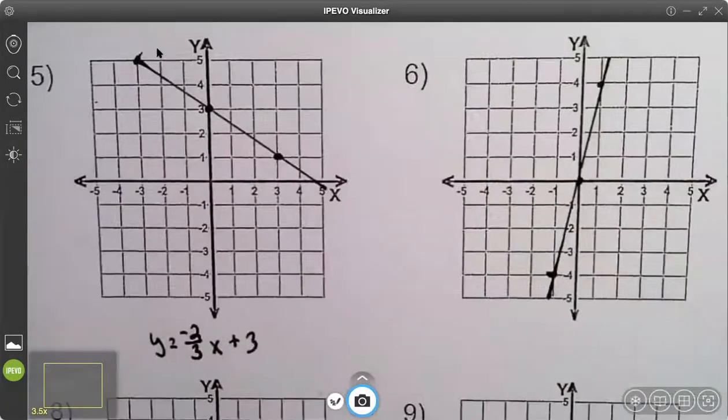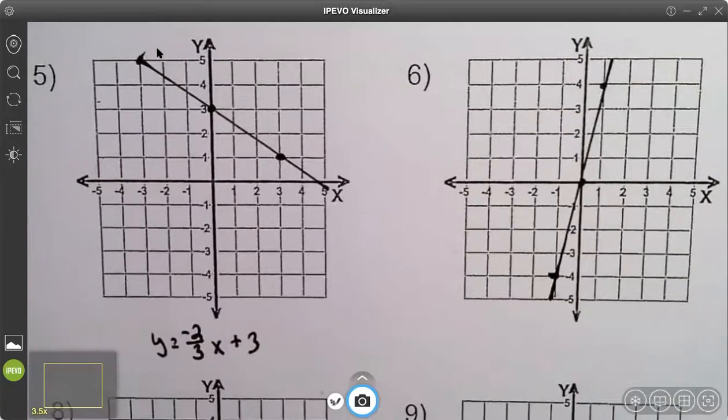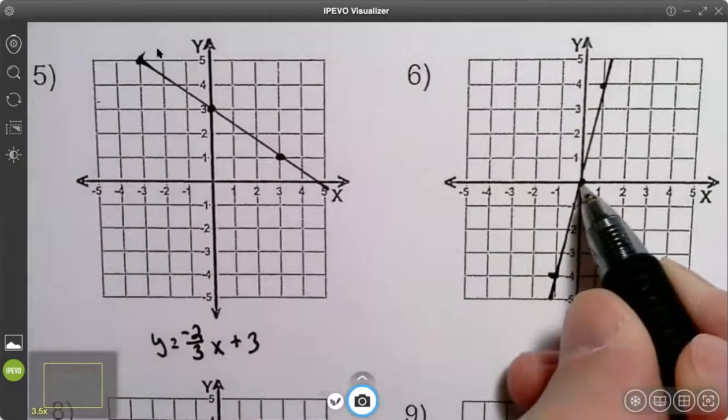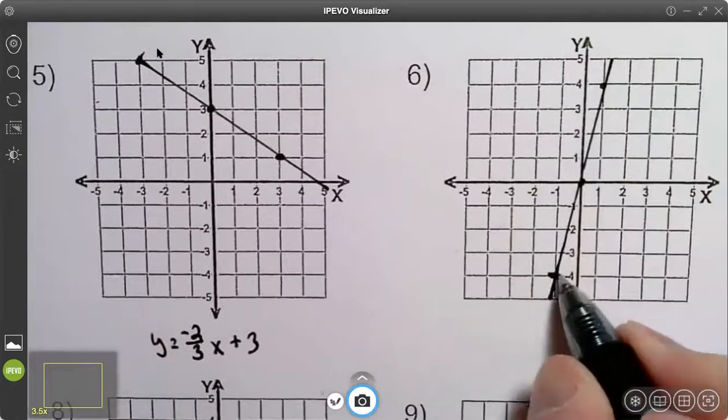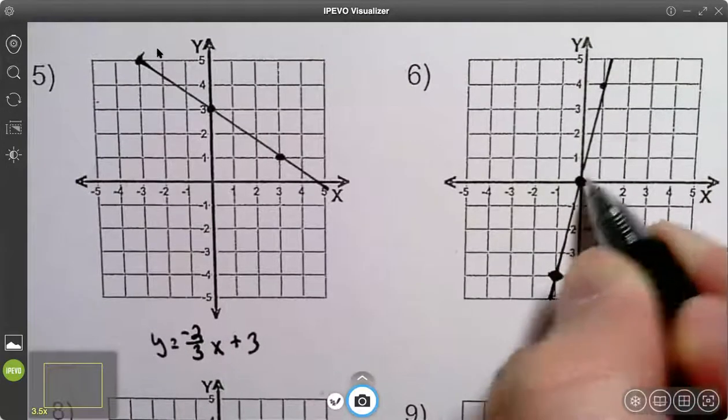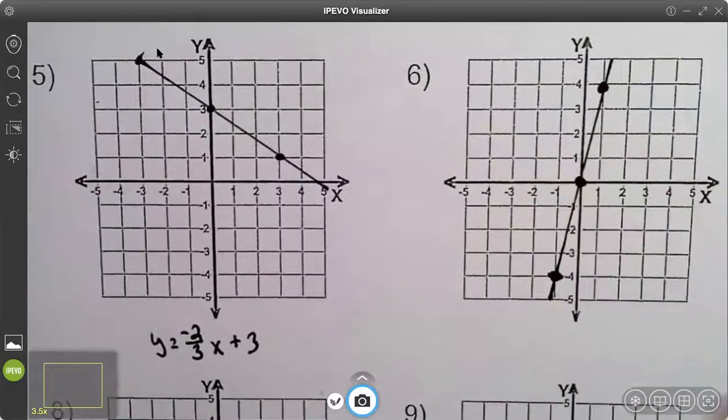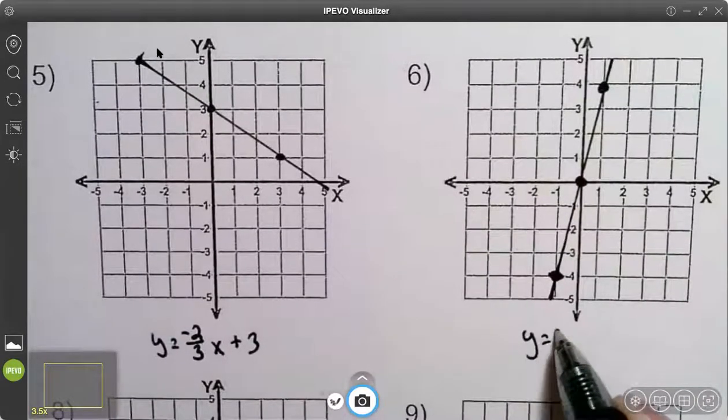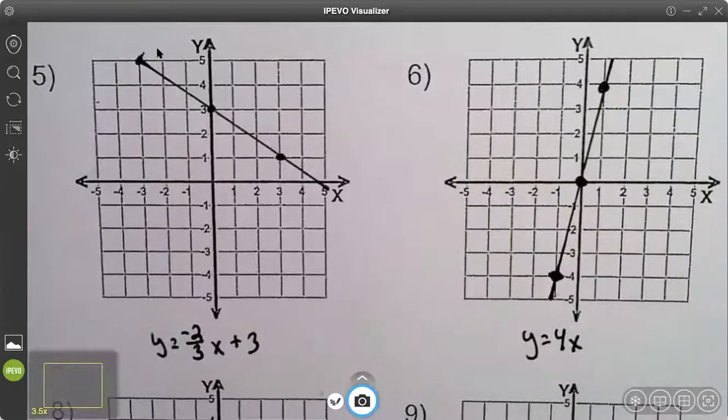Try number 6. My y-intercept is the origin, 0. My slope is rise 4, run 1. Goes through the grid here, here, and here. So slope is 4, y-intercept 0. I don't write that, it's understood. Your answer is y equals 4x with an understood y-intercept of 0.